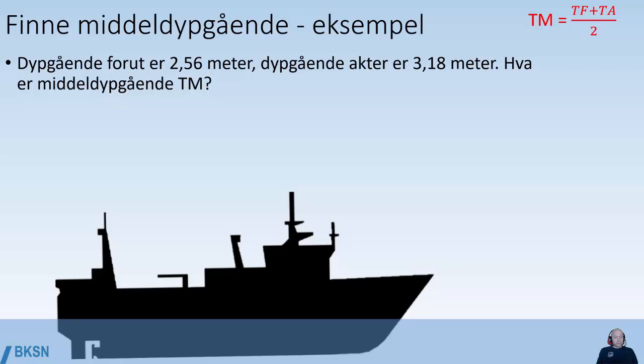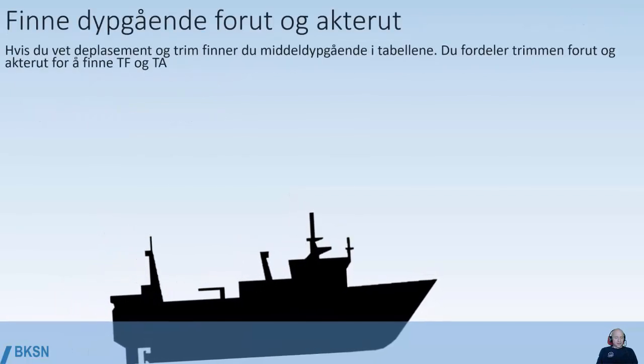An example, draft forward 2.56, draft aft 3.18 meters. Then what is the medium draft? One plus the other divided by 2, and you end up with 2.87 meters. The other case is if you know the displacement and the trim, but you want to distribute the trim forward and aft to find the draft forward and aft. So you know the draft midships. You want to find what it is forward and aft.